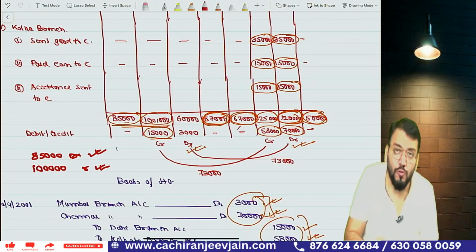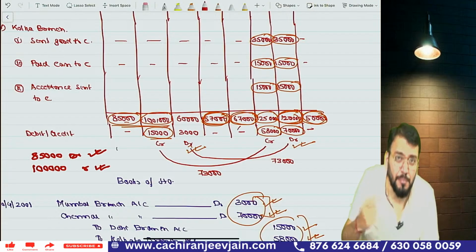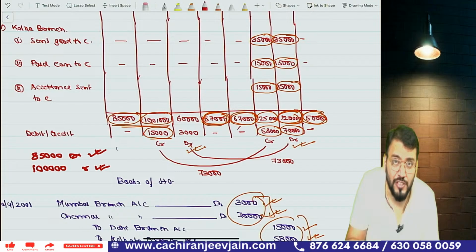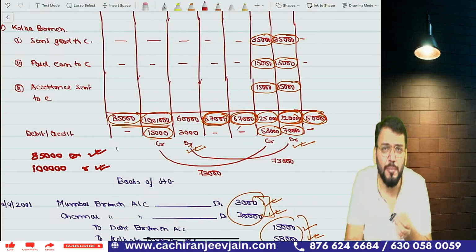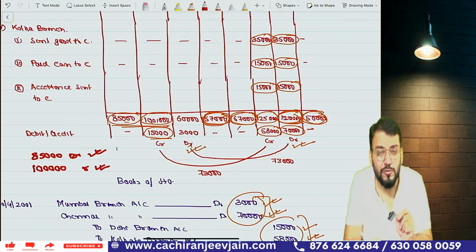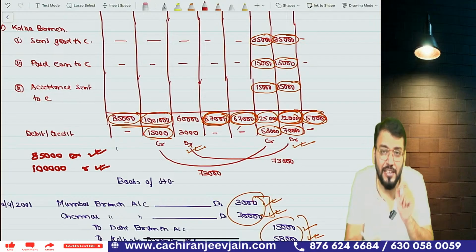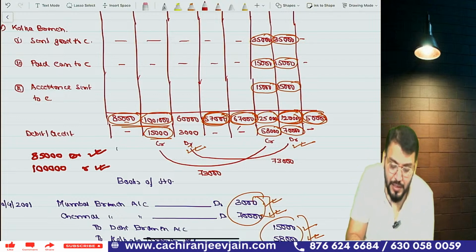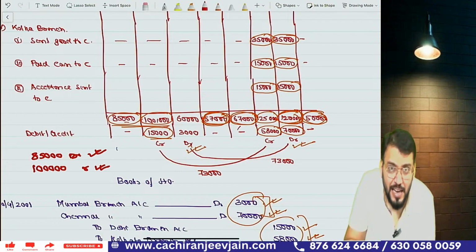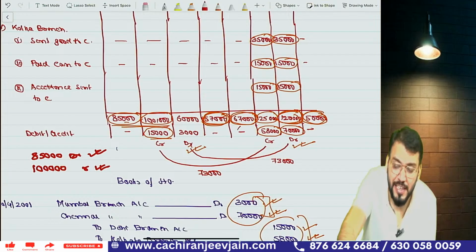Why debit and credit the same branch account, saying Delhi branch account debit 85,000 to Delhi branch account 1 lakh? Can you see it? It does not make any sense. So instead of debiting and crediting one branch account, they will only consider the difference between the debit and credit. Because credit is more than debit, such an account should be credited in the head office books.